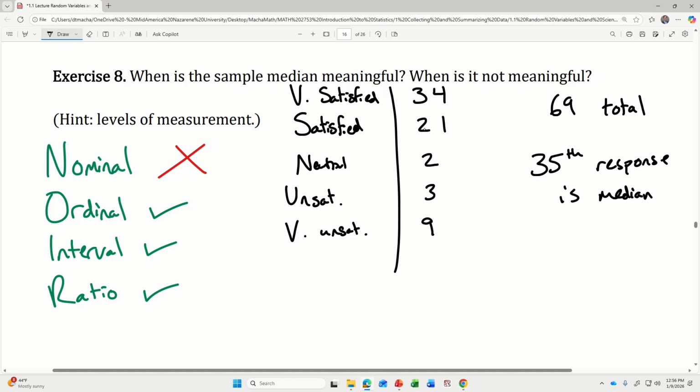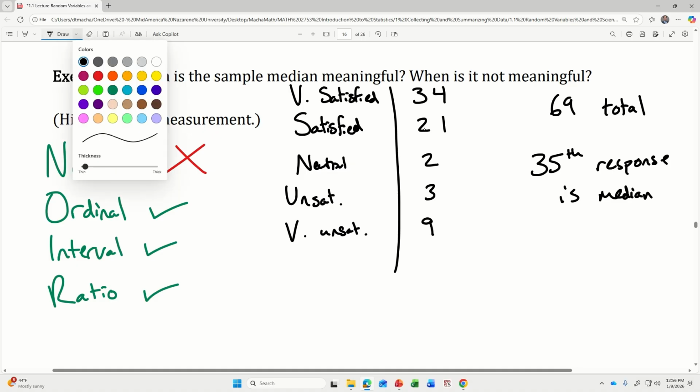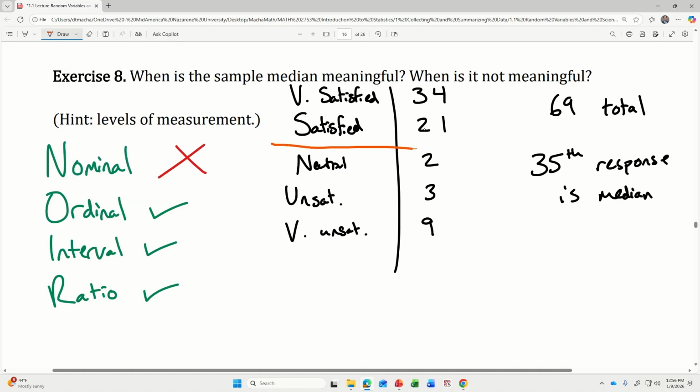And based on these numbers, the 35th response would have to fall in the satisfied category, right? Whether you number from the bottom up or you number from the top down, the 35th response is going to fall into satisfied. If you say the first 34 went to very satisfied, then the 35th is in the satisfied category. So we would say the sample median is satisfied.